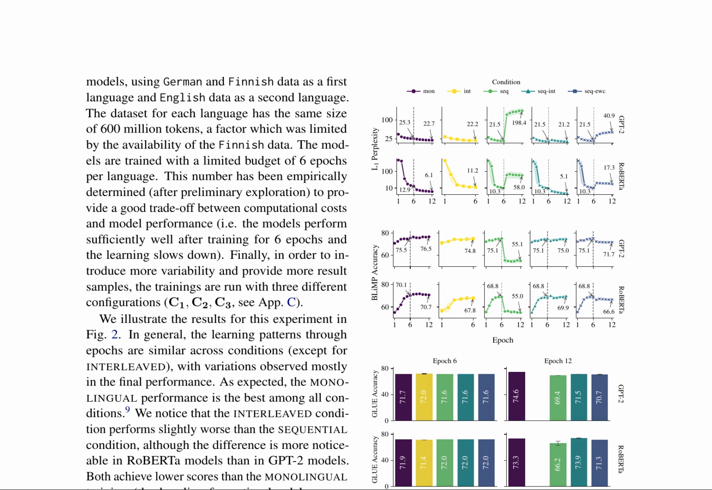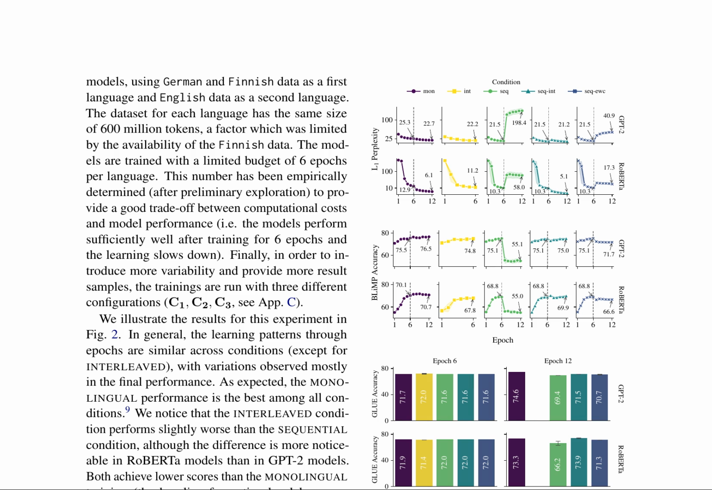Results, illustrated in Fig. 2, show similar learning patterns across conditions, with variations in final performance. Monolingual training, monolingual, outperformed all conditions as expected. The interleaved condition, interleaved, performed slightly worse than the sequential condition, sequential, with more noticeable differences in Roberta models than in GPT-2 models. The sequentialinterleaved condition yielded different outcomes based on model architecture, with GPT-2 performing worse and Roberta performing better.